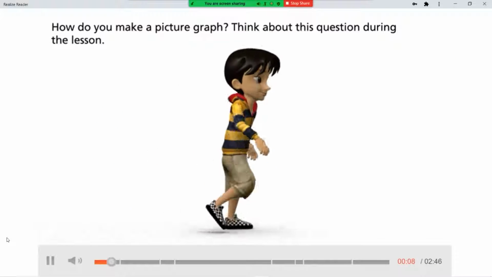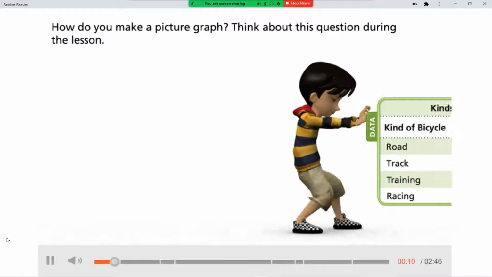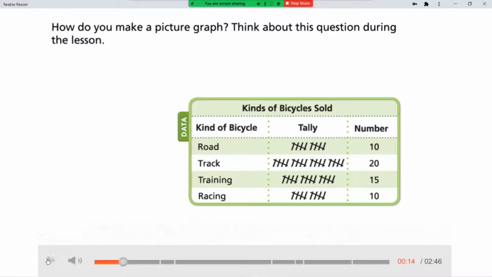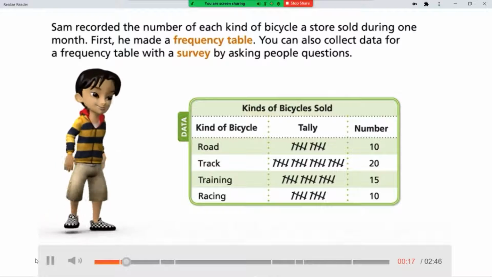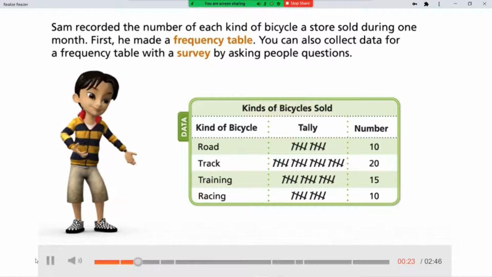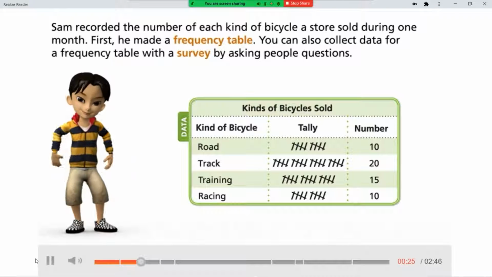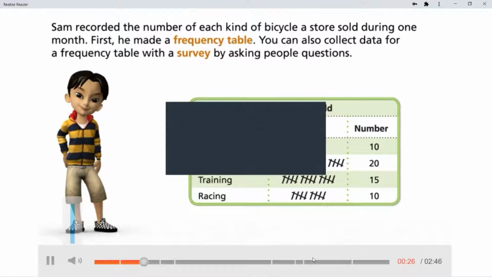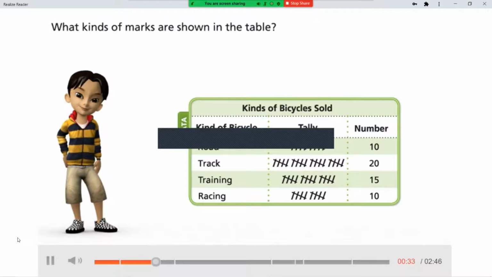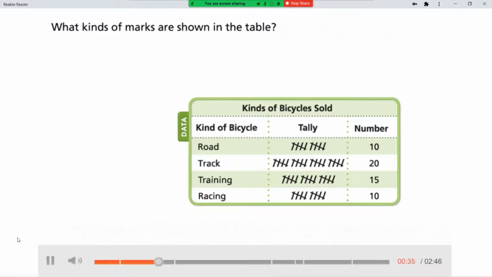How do you make a picture graph? Think about this question during the lesson. Sam recorded the number of each kind of bicycle a store sold during 1 month. First, he made a frequency table. You can also collect data for a frequency table with a survey by asking people questions. What kinds of marks are shown in the table?